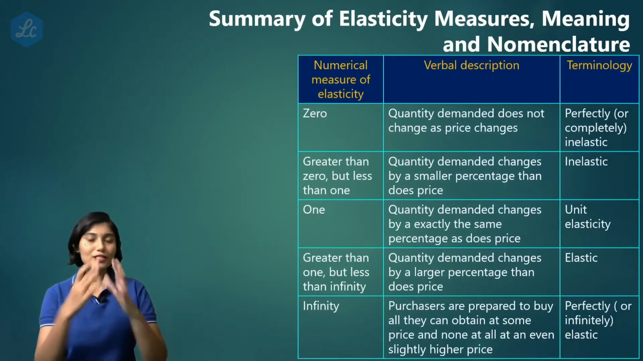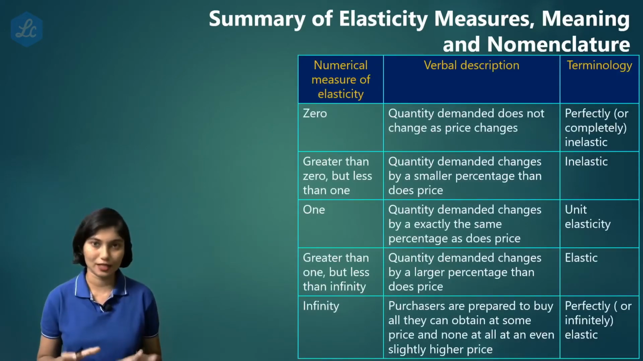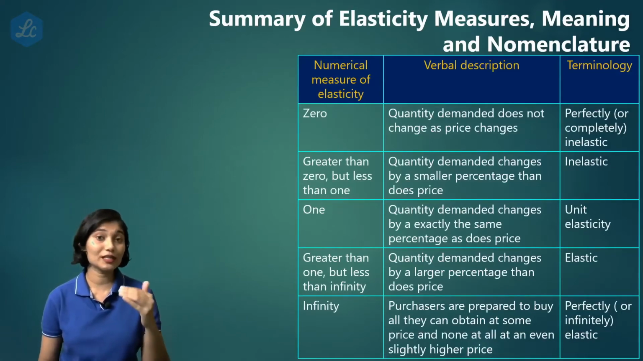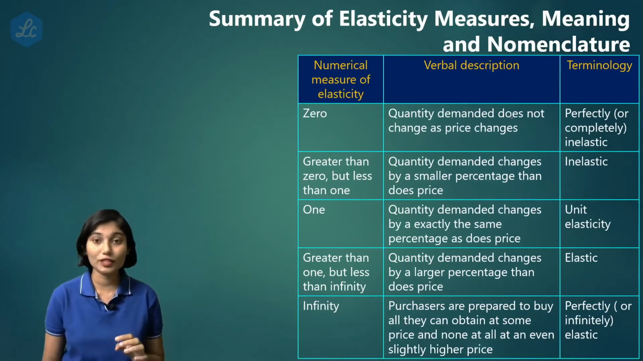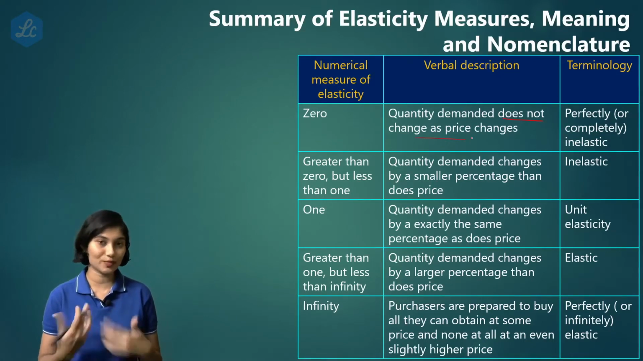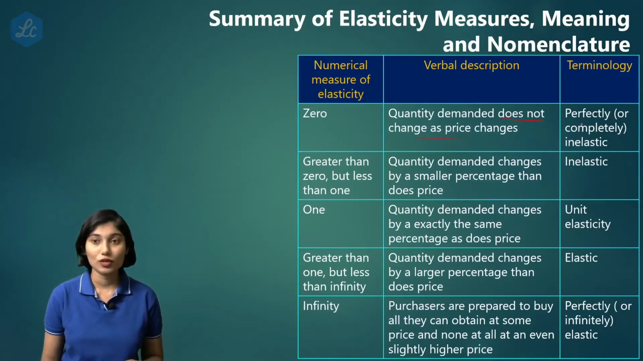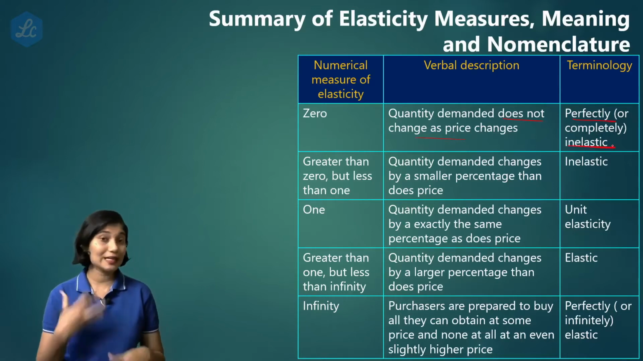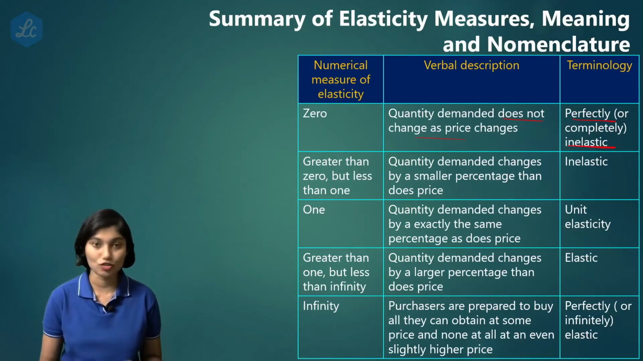Now, let us quickly look at all that we have studied in the past couple of minutes. When is a numerical measure 0? When the quantity demand does not change as price changes. So, this is called perfectly inelastic, it doesn't change. When is it greater than 0 but less than 1? Quantity demanded changes by a smaller percentage than the change in the price. So, here it's called inelastic.